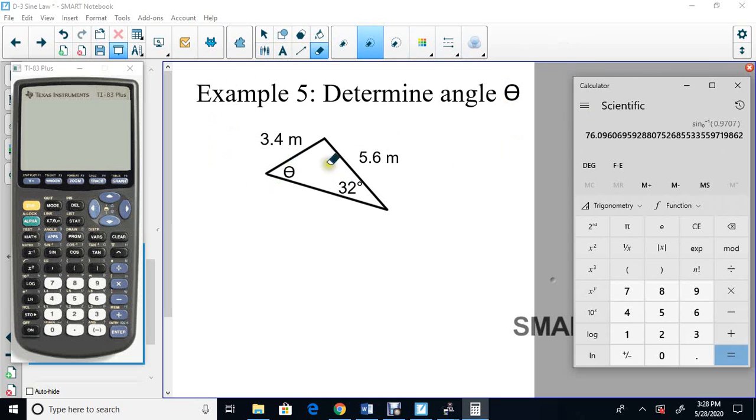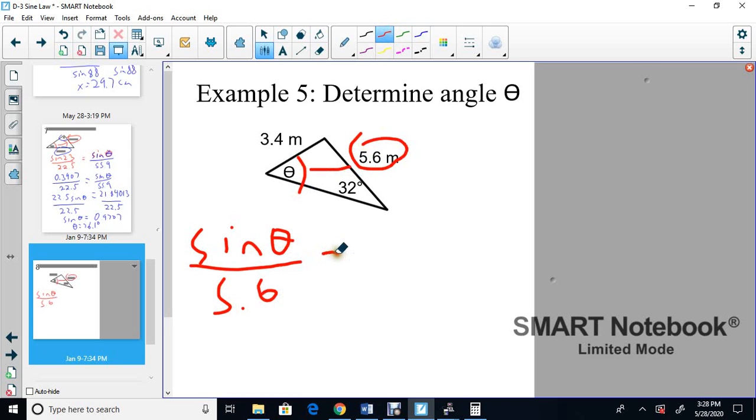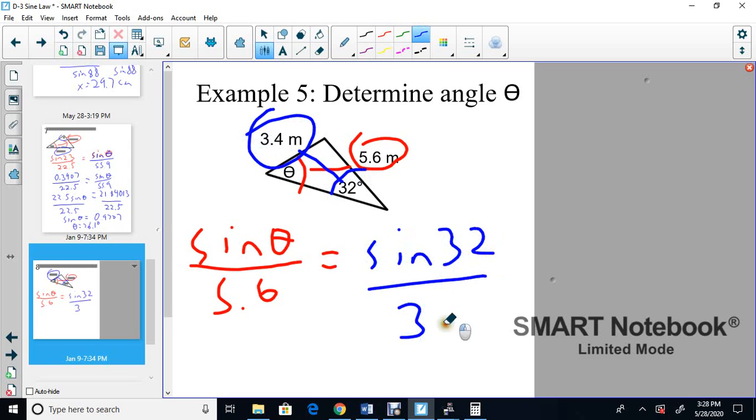Final example, example 5, find the angle theta. Well, let's set it up. So let's use the color here, and we'll use maybe red for theta. Across from it is 5.6. So sine of theta over 5.6 equals, well, let's use a different color, though, 32 degrees is here. Across from it's 3.4. So sine of 32 across from it is 3.4.